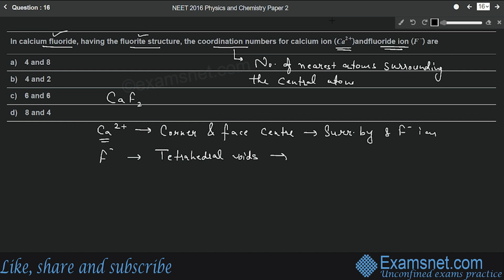Whereas each fluoride ion is surrounded by 4 calcium ion. Okay. So the coordination number of calcium ion will be 8, whereas the coordination number of fluoride ion will be 4. Okay. So 8 and 4, that means option D will be the correct answer.